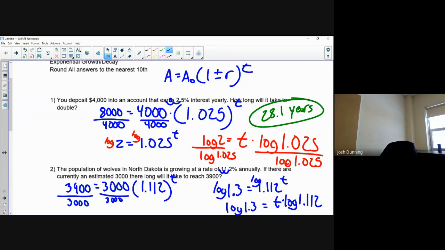And I'll just do this on my calculator. Then we're pretty much done. Log of 1.3, close parentheses, divide by log of 1.112. 2.47, so 2.5 years.